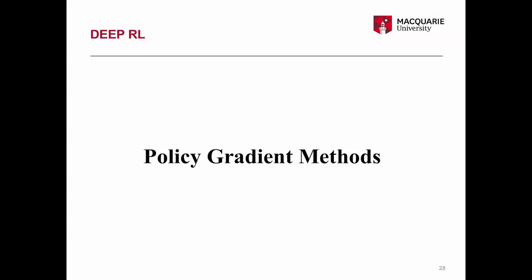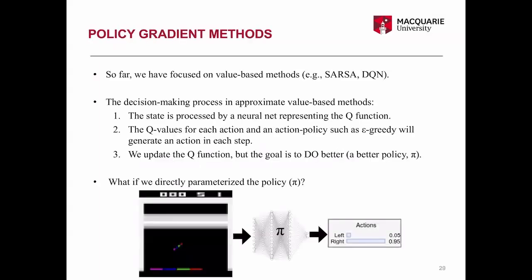Let's start talking about policy gradient methods. So far we have focused on value-based methods such as SARSA and Q-learning, where we saw that it's not very feasible to use function approximators with Q-learning itself, but we augmented Q-learning with a target network and experience replay buffer, and then came up with DQN. But all of these are value-based methods, which means that this is pretty much the way we do decision-making in approximate value methods.